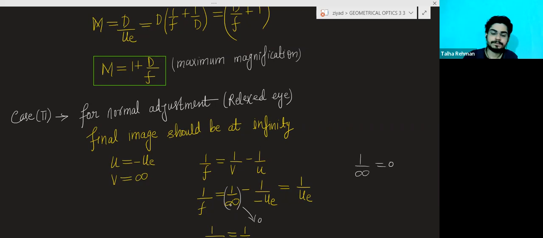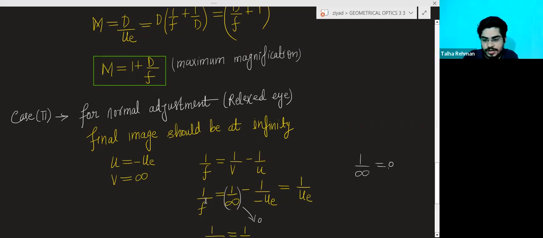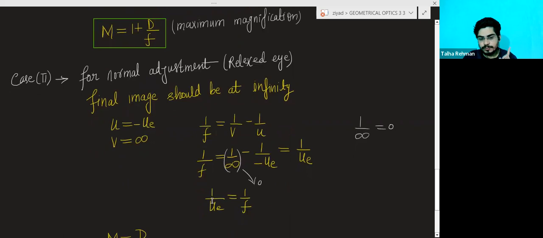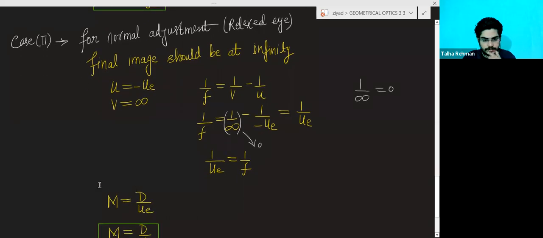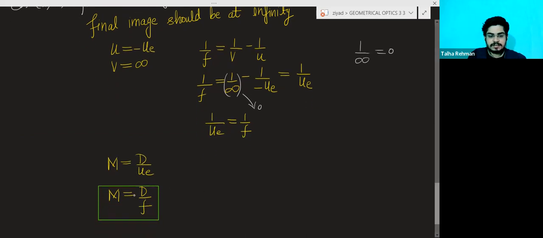So 1 upon F, you will get 1 upon UE. So 1 upon UE equals 1 upon F. Now you can calculate the magnification. The magnification of the microscope is D by UE. And you have the value of 1 upon UE, you can put 1 upon UE as 1 by F. So you will get D by F. And this magnification is the minimum magnification, the minimum value of the magnification.